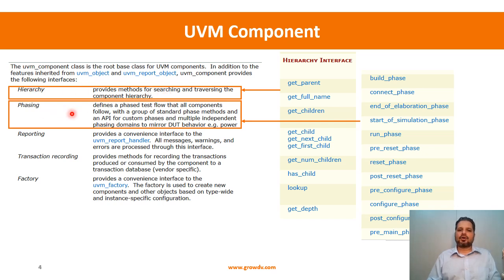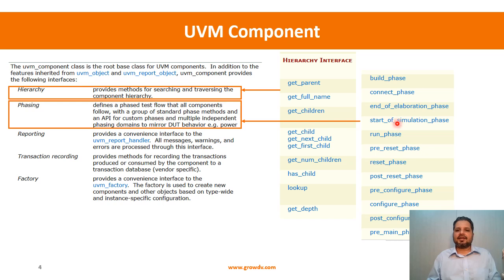The second most important is the phasing, which defines the phased test flow for all the components. Here I am showing a few of the functions related to each of these concepts. For example, you have get parent, get full name, get children. All this different type of information can be utilized. Some of it is useful in some cases, but some of it could be utilized even internally within the UVM. These are snippets of a few of the functionalities present in these groups.